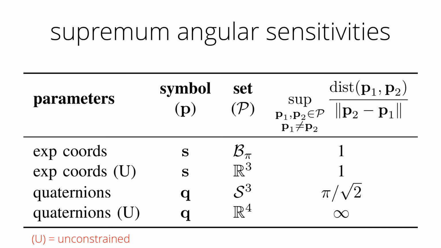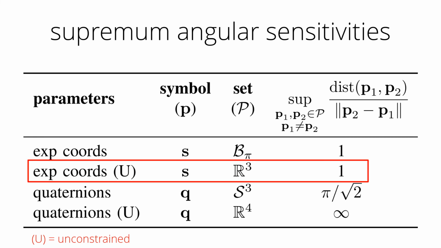So we did this analysis for exponential coordinates and quaternions, as well as unconstrained versions of both. The sensitivity values we derived are shown in the right-hand column. So what we want to do is create a neural network that outputs one of these parameterizations, and then calculate a sensitivity bound for that network. So 3 of these 4 parameterizations make it tricky to do that, because they either require implementing a constraint on the output of the network, or they have an infinite sensitivity bound. So the only one that really works is unconstrained exponential coordinates.